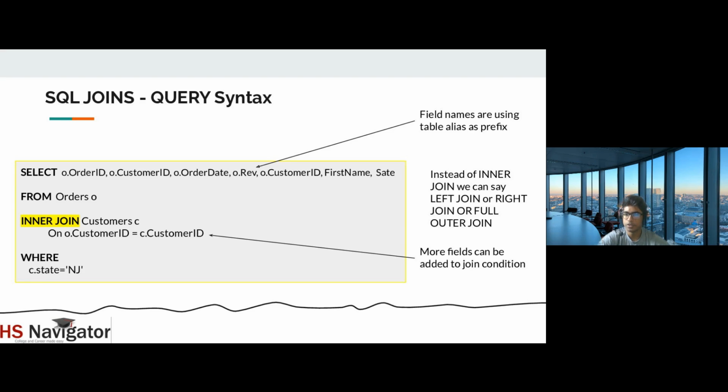We'll be looking at customers C, and then we'll write ON O.customer ID equals C.customer ID. And you can have more fields added to the join condition, but for now we'll be using this one. And then we'll use a filter where C.state is equal to New Jersey. And then instead of inner join, you can say left join, right join, full join, or outer join, whatever is required for this scenario.